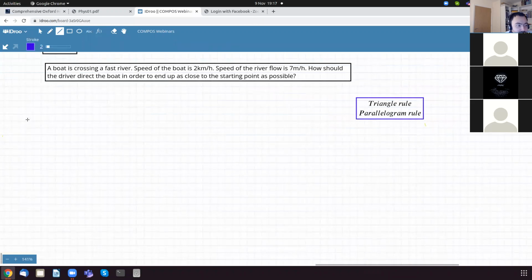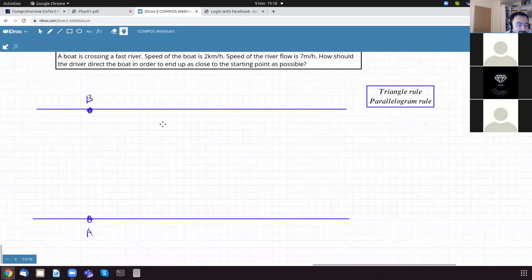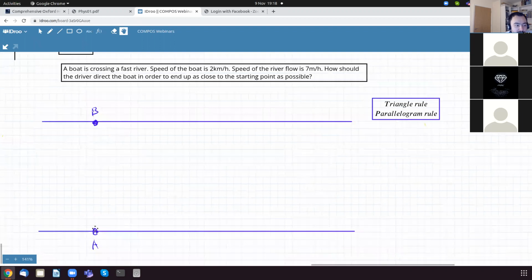So there's a river, and you want to get from point A to, well, as close to point B as possible. Because obviously you can see that the speed of the boat is smaller than the speed of the flow, so you would not be able to sail straight. There's no way you can point the boat so you sail from A to B.